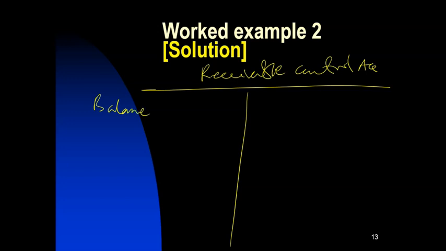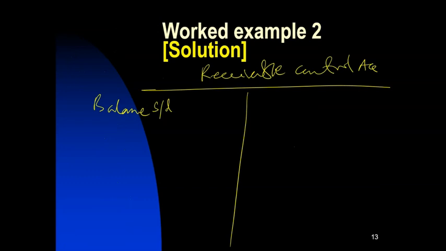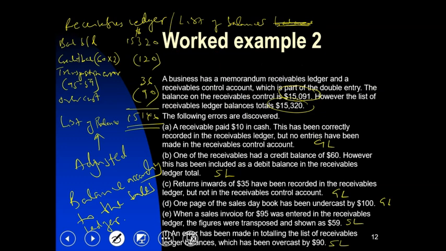And remember, receivables are assets. Assets have a debit balance. So obviously the balance brought forward, the receivables balance b/d from the question, should be on the debit side. The balance on the receivables control is 15,091. Now let us adjust with the issues we were told by the examiner.